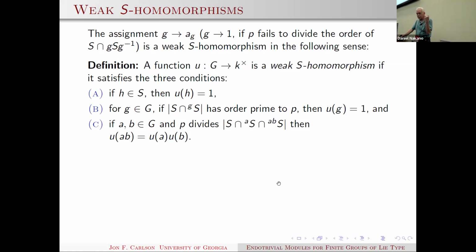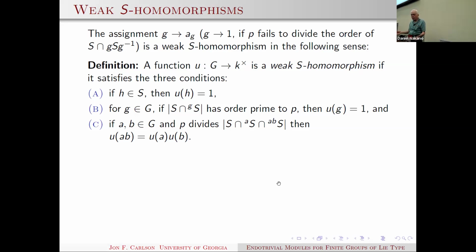It has to basically be the identity on any element of S. It has to be the identity on any element g if S intersected with the conjugate of S by g is prime to p. And the third thing is, if you define a composition where you conjugate by a and then you conjugate by b, then it's actually got to look like a homomorphism.